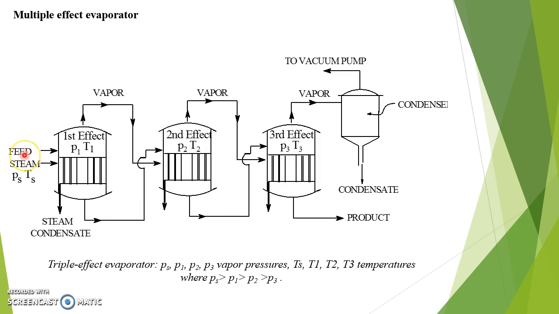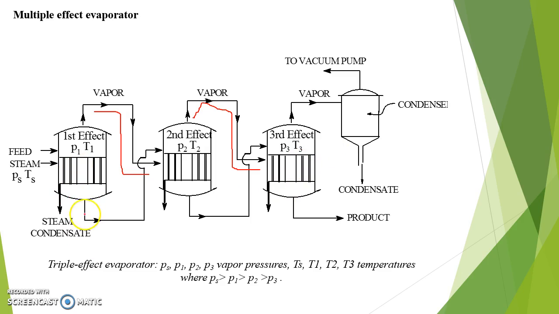In this case, feed is supplied into the first evaporator, steam is also supplied into the first evaporator, and the vapor which is produced in the first effect evaporator is used as a source of steam in the second effect evaporator, and from the second effect evaporator, this vapor is used as a source of steam in the third effect evaporator.